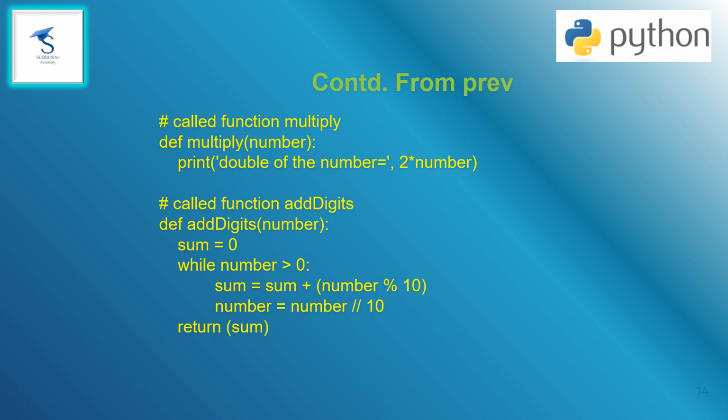Suppose the number is 24. So sum is 0, 0 plus 24's remainder, which is 4. So sum will be 4. Then number divided by 10, 24 divided by 10 will be 2. 2 is greater than 0. Sum will be 4 plus 2, it will be 6. Try to do it yourself.